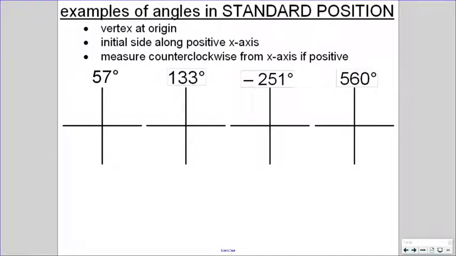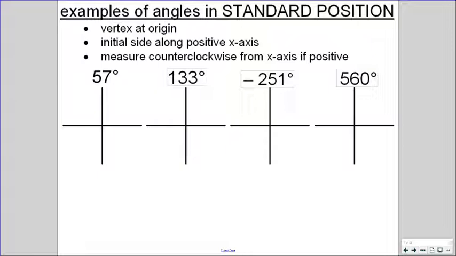All right, so examples of angles in standard position. Let's just practice drawing these angles. The vertex is always at the origin. We always start along the positive x-axis. To measure a positive angle, we're going to go counterclockwise from that positive x-axis. If negative, then we'll go clockwise. So 57 degrees. I'm not going to be super picky about diagrams like this, but I would say you want it in the right quadrant, of course, and then also in the right half of each quadrant.